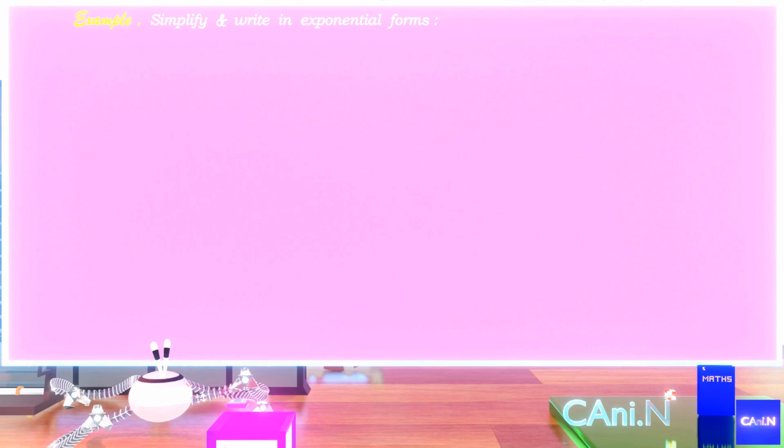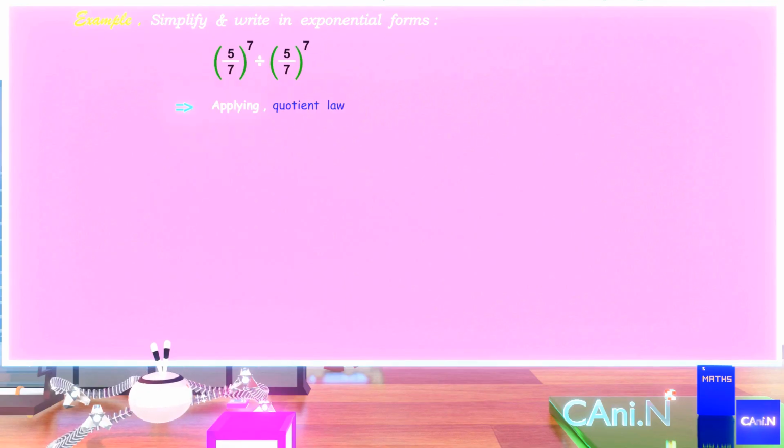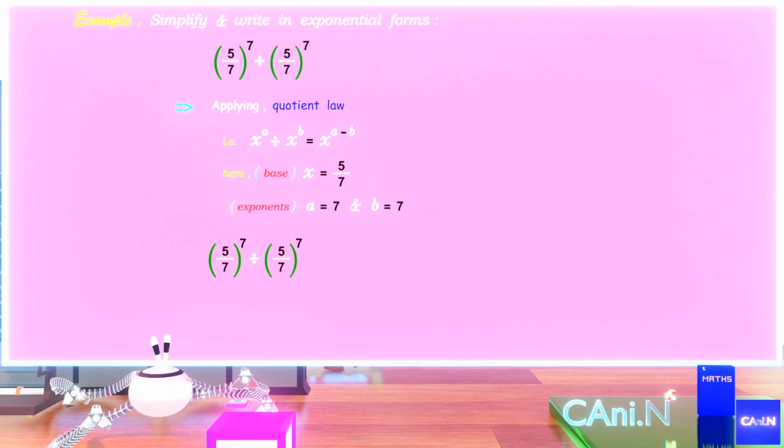Example: Simplify and write in exponential form (5 by 7)^7 divided by (5 by 7)^7. First observe which law can be applied here. Applying quotient law, that is x^a divided by x^b equals x^(a-b). Here, the base x equals 5 by 7, and exponents a equals 7 and b equals 7. So, (5 by 7)^7 divided by (5 by 7)^7 equals (5 by 7)^(7-7), which equals (5 by 7)^0.